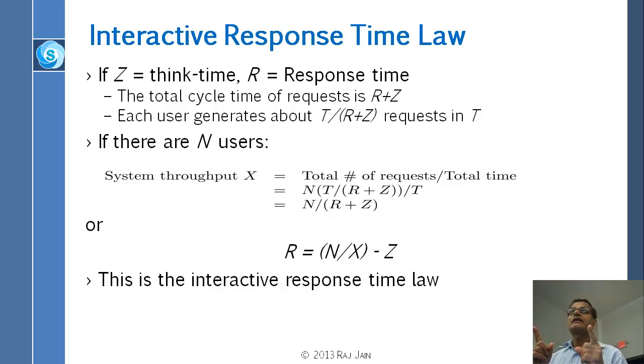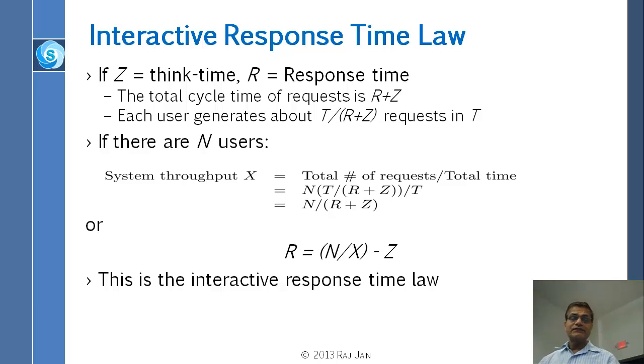Right? Z is the think time, that is the time the job spends at the terminal, and R is the time that it spends in the system. So R plus Z. Now, if you observe it for T seconds, then you will have generated T upon R plus Z requests. And therefore, the system throughput would have been that many requests divided by T, times the N terminals, because there are N terminals. And therefore, the system throughput would be N upon R plus Z. Very simple derivation, without any assumptions again.